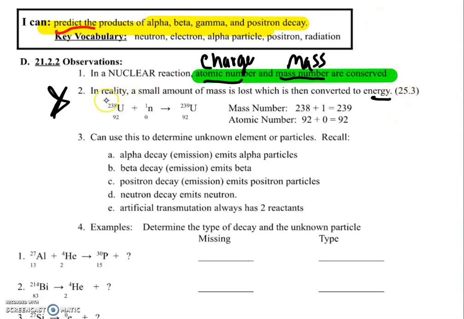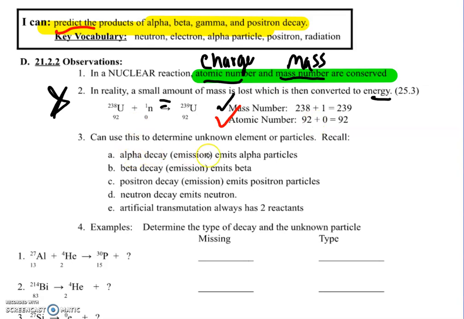So here's an example. If we have uranium and we add a neutron, we'll get uranium-239. Treat that arrow like an equal sign. If you add up the mass on the left, you'll get 239. Add up the mass on the right, you get 239. That checks out. If you add up the charge on the left, we've got 92 protons and no protons here. On the right, we've got 92 protons. That checks out. You can use this to determine unknown elements or particles.